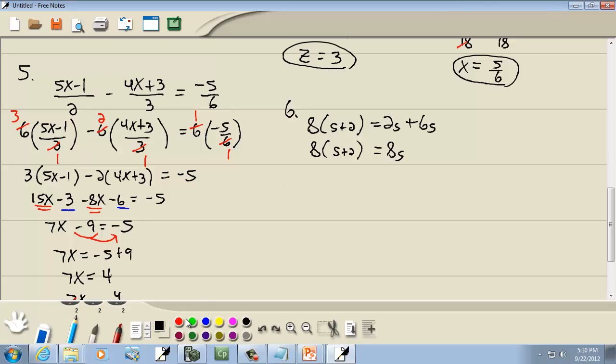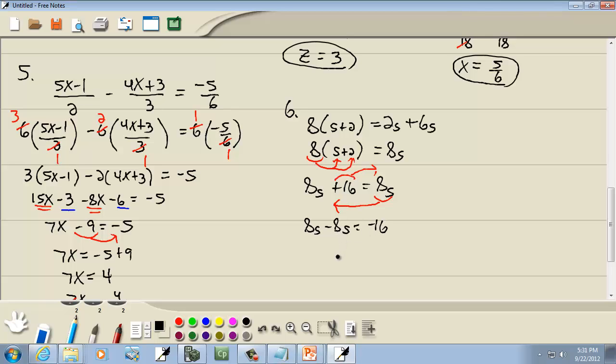Okay, so let's go through our steps. First step, get rid of parentheses. We do have parentheses. So I'm going to take the 8 here, multiply it times the s, and multiply it times the 2. Well, 8 times s is 8s. 8 times 2 is 16. Equals 8s. Second step, get rid of fractions. Don't have any. Third step, get everything with an s on one side, numbers on the other. So I'll take the 8s over to the left side and the 16 to the right. So we get 8s minus 8s is equal to negative 16.